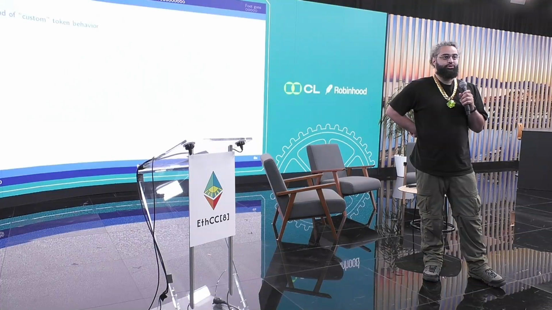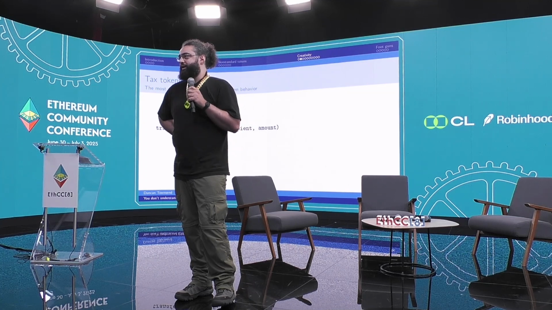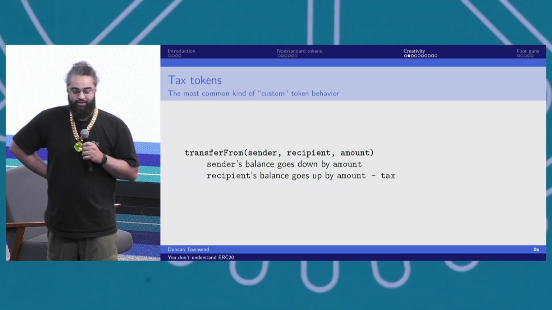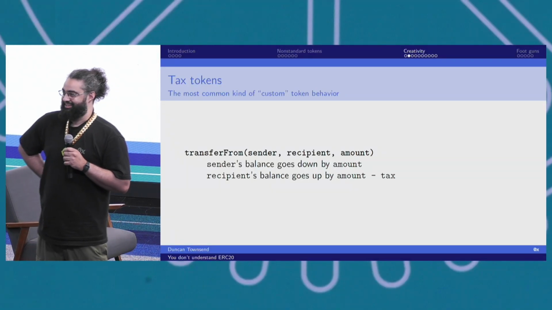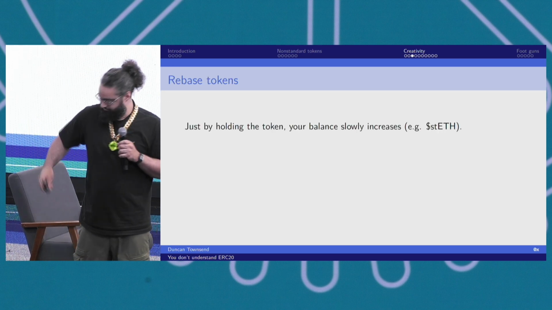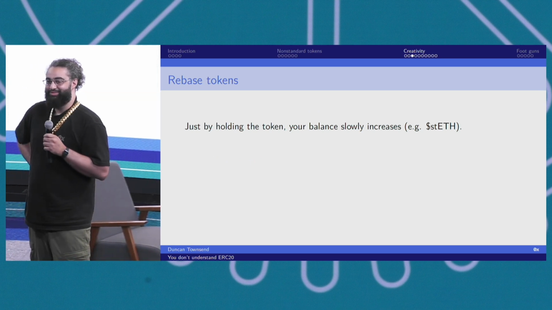Let's talk about tax tokens. Tax tokens are probably the most common form of weird and custom ERC20 token. If you call transfer from, or transfer equivalently, the sender's balance goes down by the specified amount. Okay, that makes sense. Pretty reasonable. Most tokens do that. But then the recipient's balance goes up by slightly less. The difference, of course, is the tax.